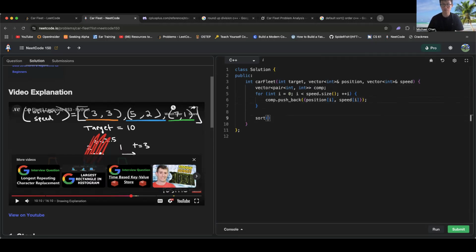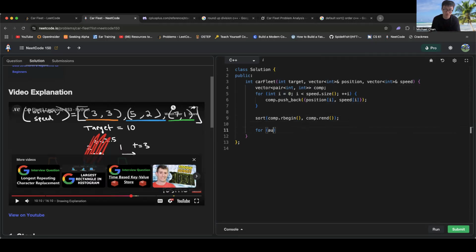And then next, what I want to do is rbegin. And the reason for that is because by default it sorts ascending, but we want to process it descending, right? We want the cars that are closest to the destination, which is the highest position, at the front. So we need to do a reverse sort, so a descending sort.